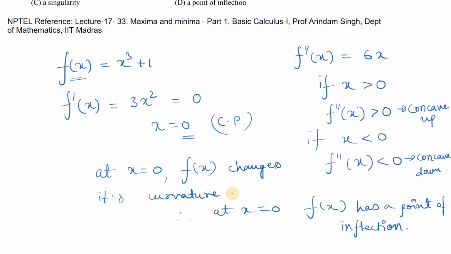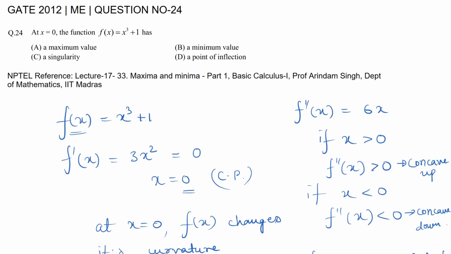Okay. Now let's check option C also, that it is a singularity. So singularity basically means that the function does not exist at that point. But here the domain of this function is all real numbers. Okay. It cannot have a singularity. Okay. So option D is the correct choice.